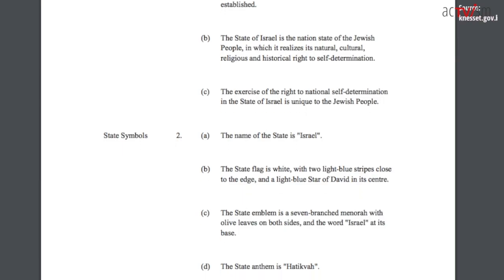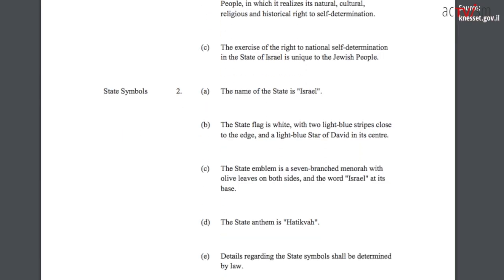What is the flag? What is the name? That's very important. What is the language? What is the calendar? What are the holy days? What is the capital? And the main issue, of course, is that this law says Israel is the state of the Jewish people. It's under the control of the Jewish people, not under the control of its own citizens.